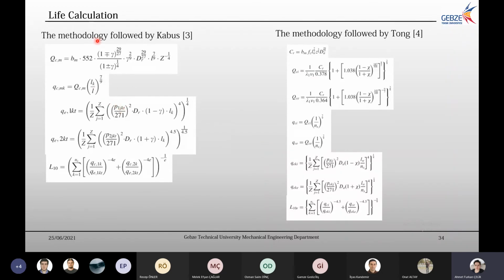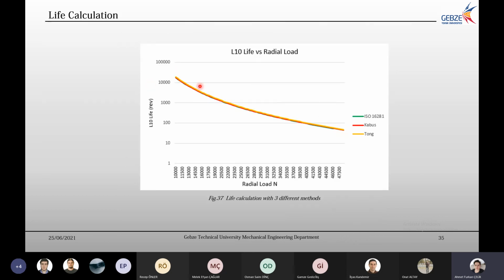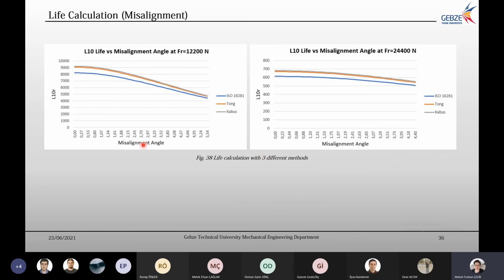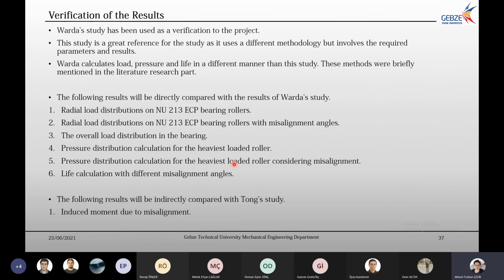So this is the methodology for fatigue life. And here, these P values are the maximum pressure on the roller and the inner and outer raceways. So it's important to see that misalignment changes these values and also life. So as you can see, at higher radial loads, we have a decreasing life. This is a basic result. And at higher misalignment angles, we have a decreasing life as well. So yeah, this is also a result of the project.